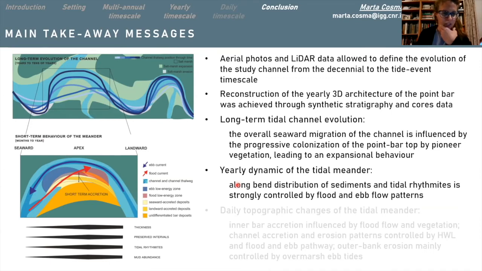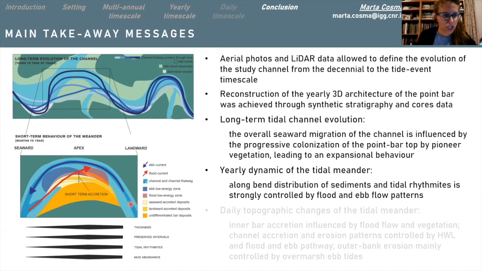The yearly dynamic of the tidal meander shows that the lateral distribution of sediments and tidal rhythmites is strongly controlled by flood and ebb flow patterns. In particular, the flood flow coming from the west causes erosion of the most seaward part of the bar, and deposition here in the inner bar and in the apex zone, and just landward of it.